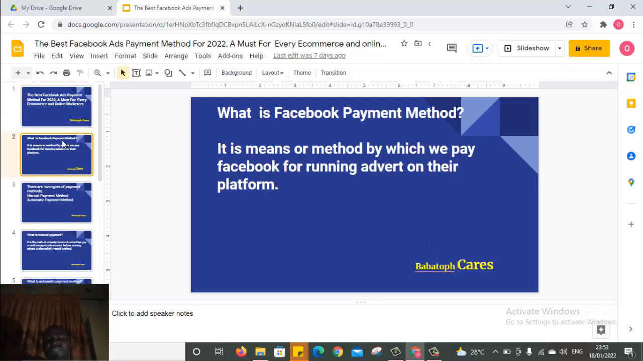So what is Facebook payment method? It is the means or method by which we pay Facebook for running adverts on their platform. Yes, when we say running adverts, we mean business.